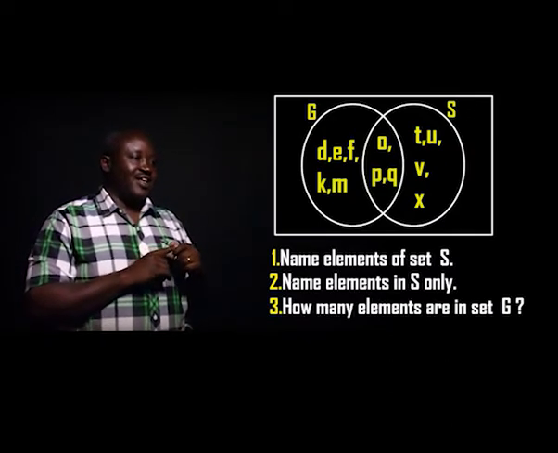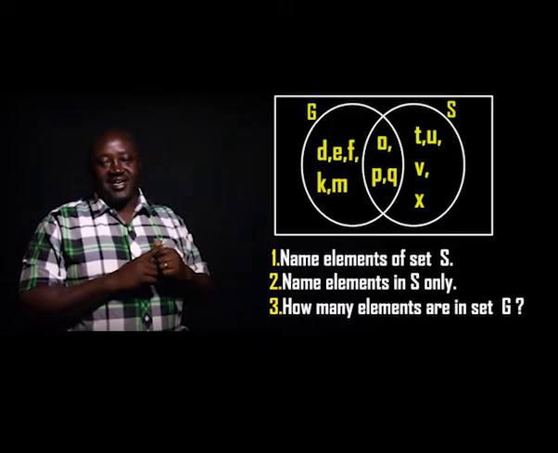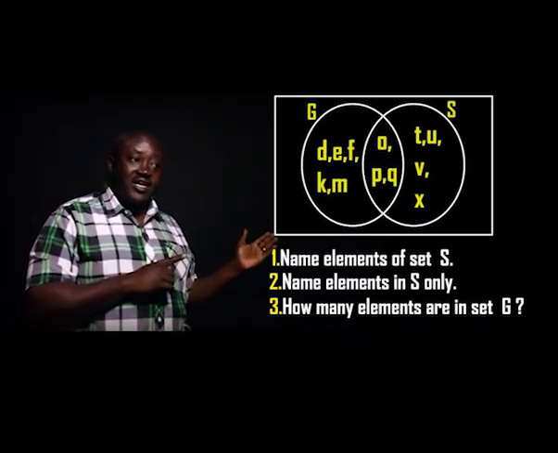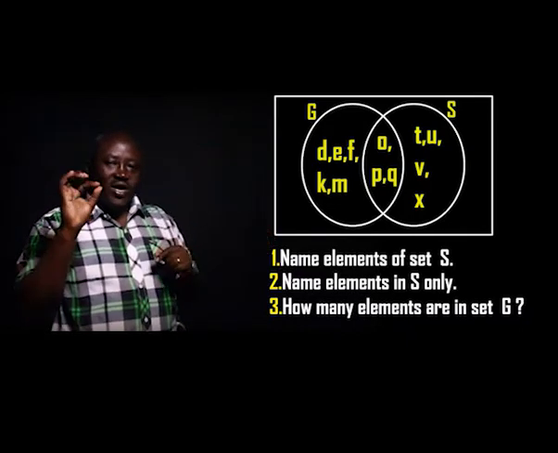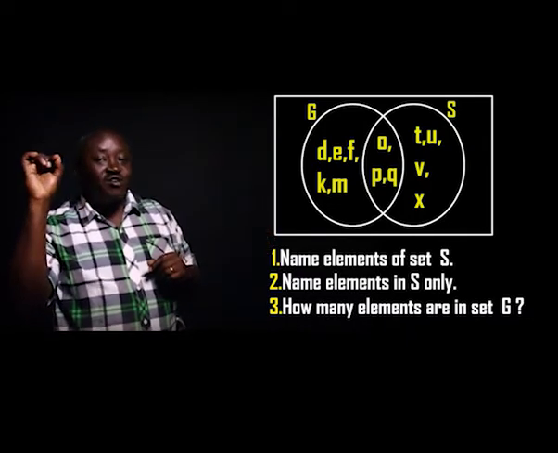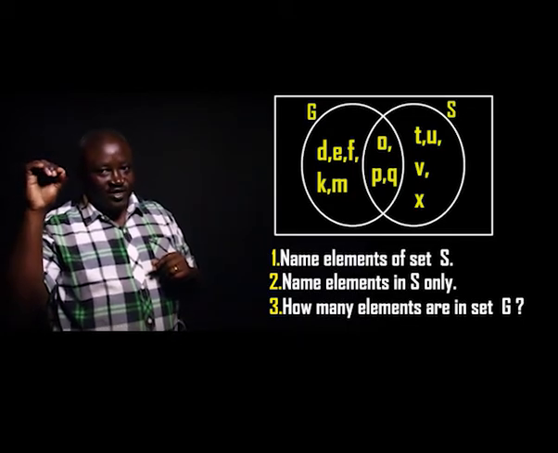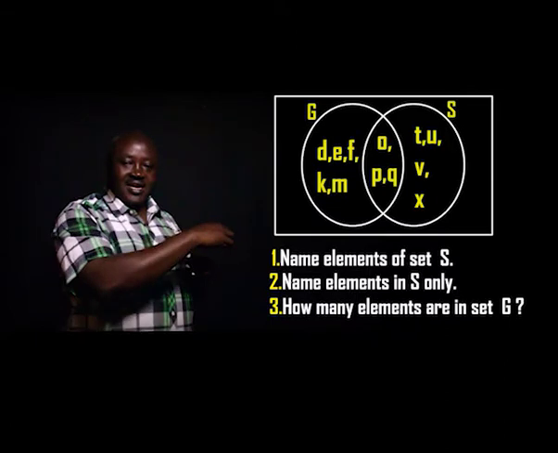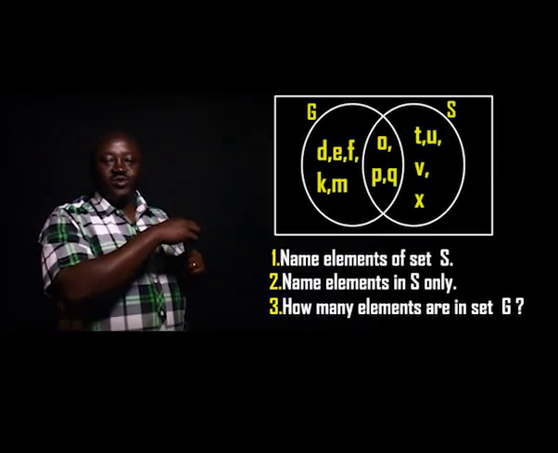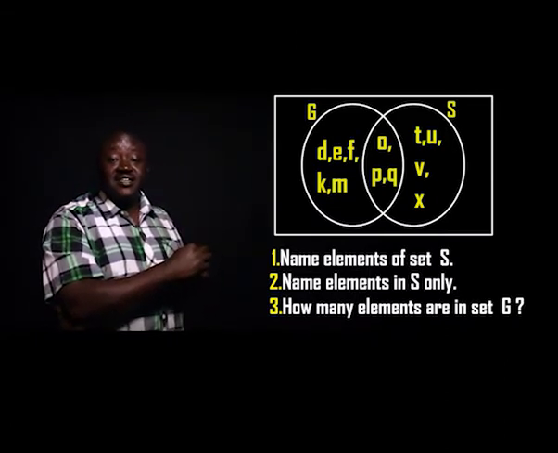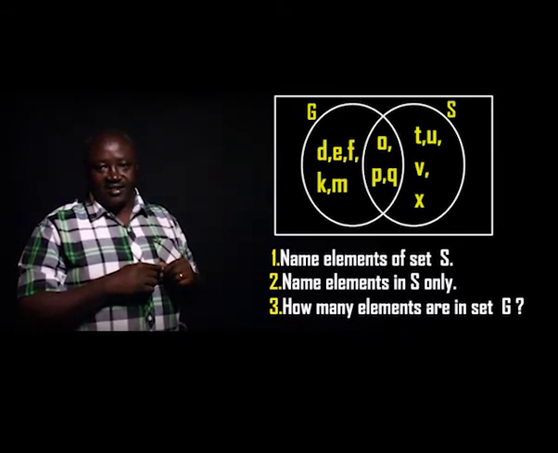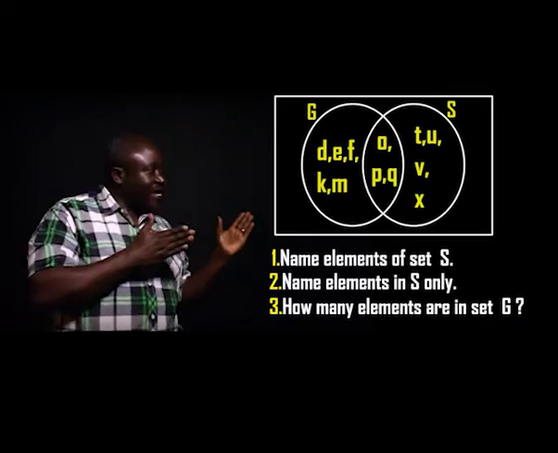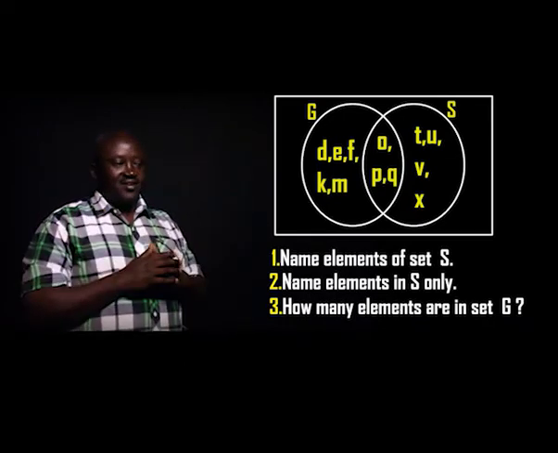The third question. How many elements are in G? The words how many mean number of. So this can be represented as n of set G, as it is indicated. So how many means the number of elements in G.